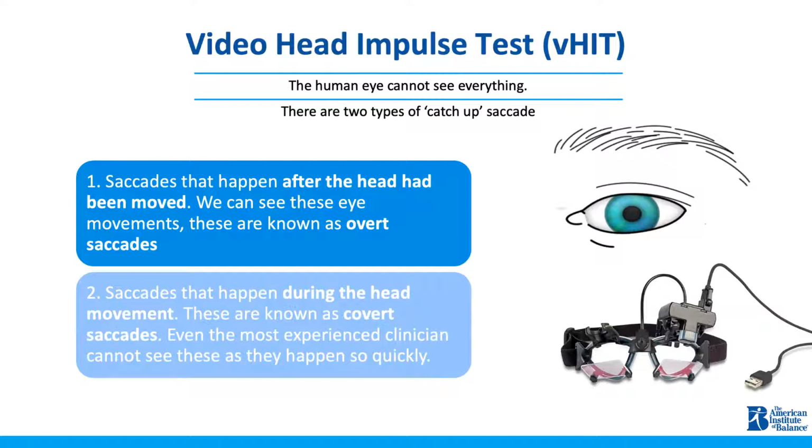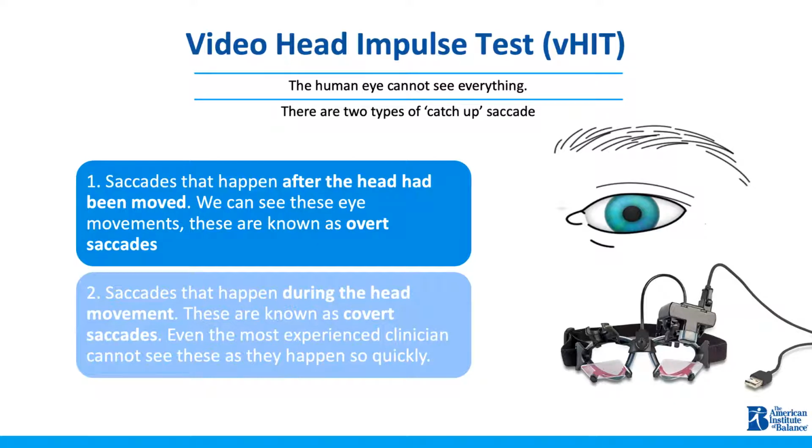Bullet point number 2 is speaking about the covert saccades. These are saccades that we cannot see with the naked eye. They require some more advanced testing, like vHIT testing, because they happen during the head movement.